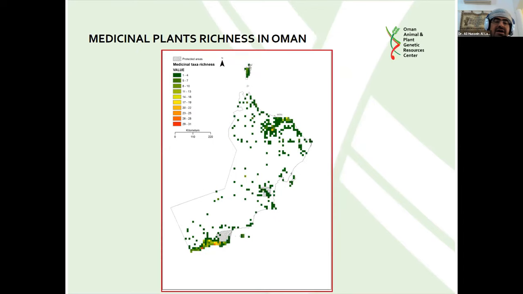Then this is the taxa richness. That means the number of species or taxa per square kilometer. You can see again that in the southern part of Dhofar, as well as some parts near the Jabal Samhan area, there is a higher richness of medicinal plants in that region, reaching about 30 species per 2.5 square kilometers, as well as the same in the Jabal Akhdar area.